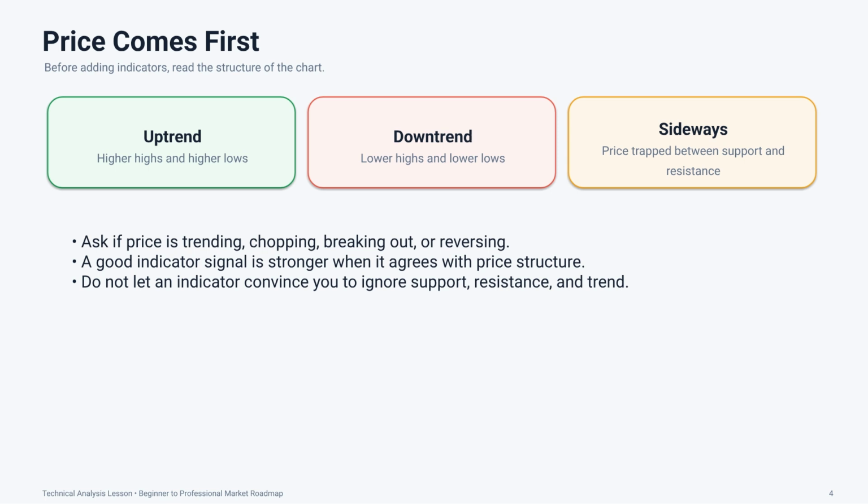For example, if price is in an uptrend and an indicator gives a buy signal, that signal has more strength. But if price is stuck sideways and an indicator gives a buy signal, that trade may be risky because the market has no clear direction. The big lesson here is, do not let an indicator convince you to ignore support, resistance, and trend. Price action gives us the story. Indicators only help confirm the story.